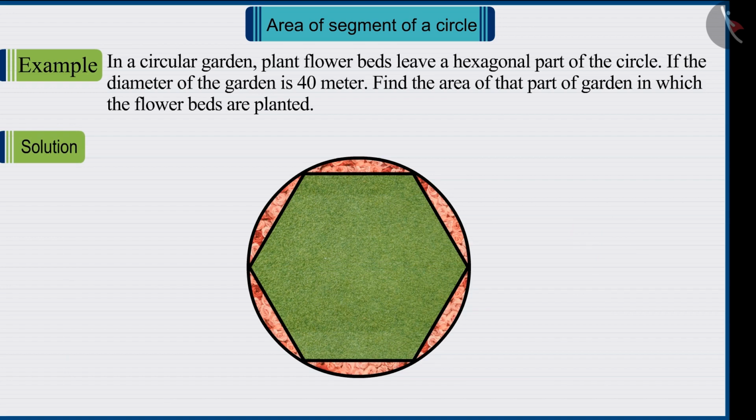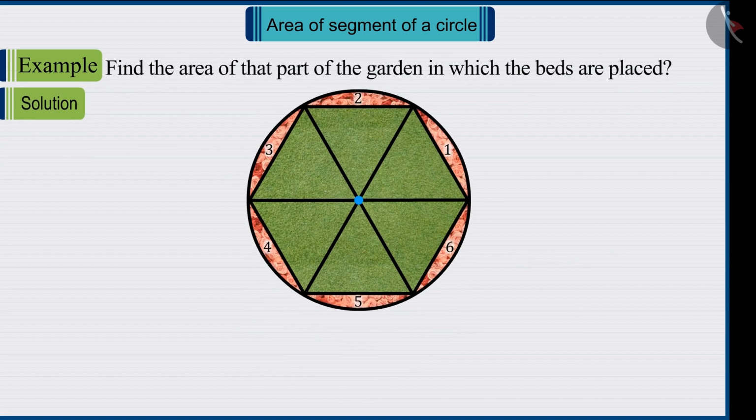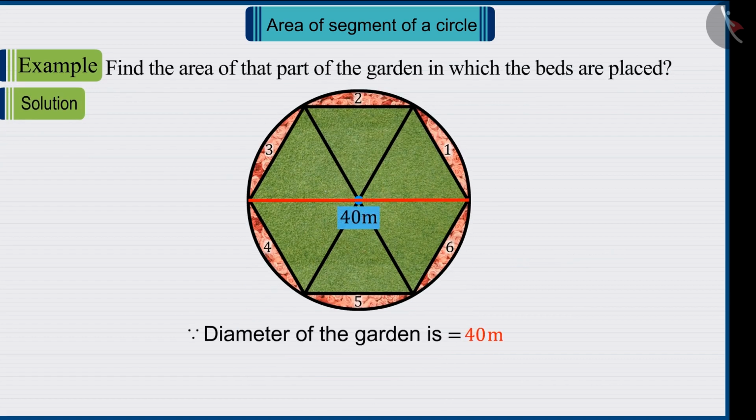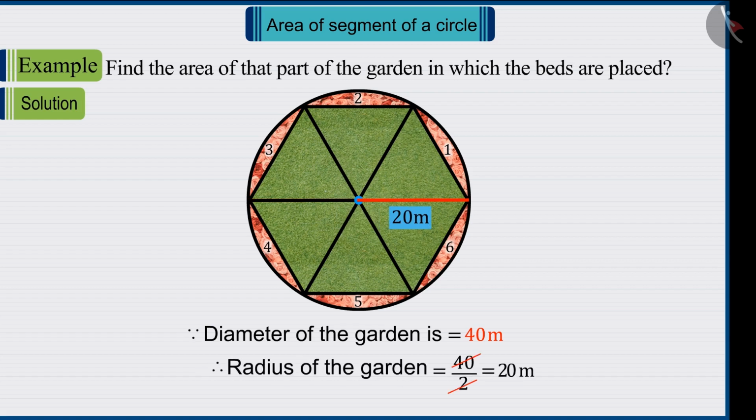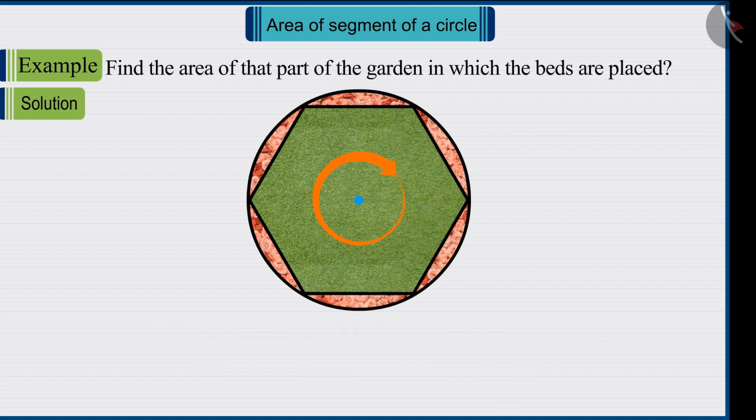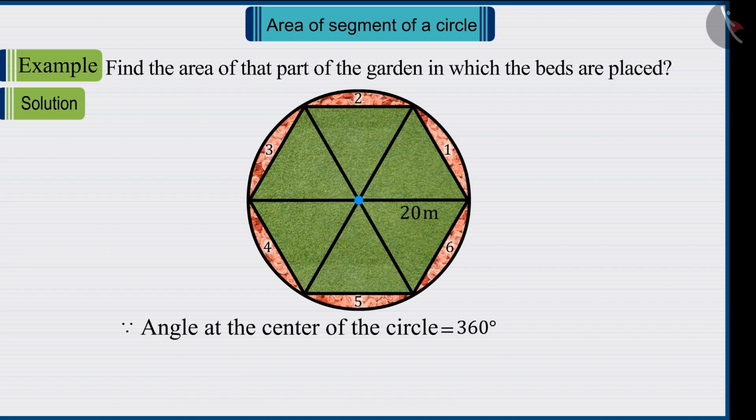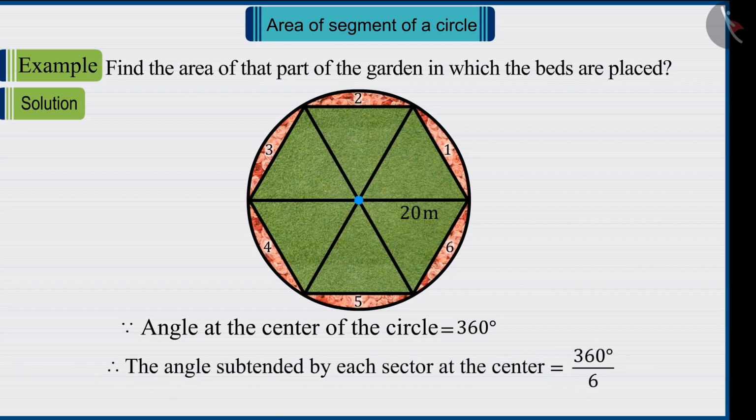As you can see from the figure, there are 6 flower beds in the garden. According to this figure, there are 6 segments in the circle. Since it is given that the diameter of the garden is 40 meters, the radius of the garden will be 20 meters. So, we can say that the angle subtended at the center by each sector will be 60 degrees, which is represented as follows.